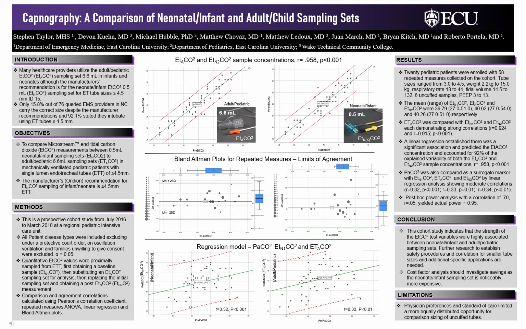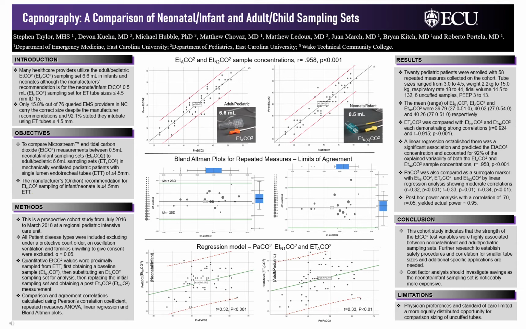Our results: 20 pediatric patients were enrolled with 58 measures. We found significant and high correlated associations for both pre and post tests to the adult sample, R of 0.924 and 0.915, with a p-value of 0.001.